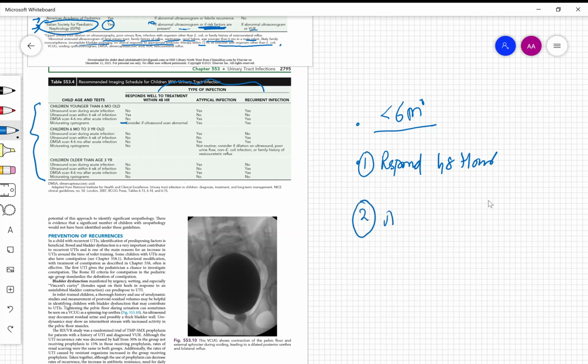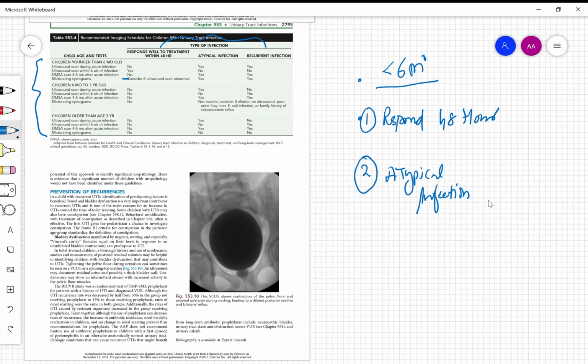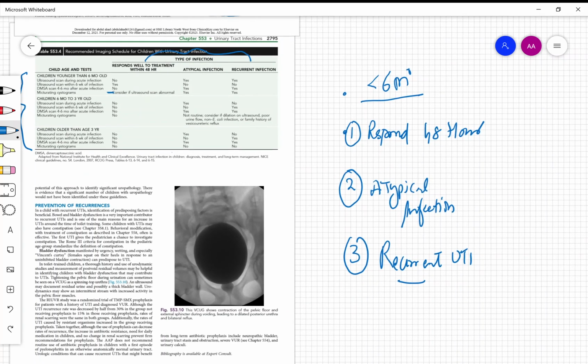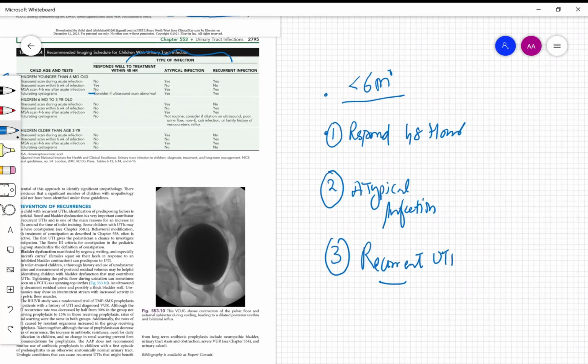If this is an atypical infection, which we have already defined in the first video of this series, or the child may present to you with recurrent UTI at the age of 6 months or less. So if he responds within 48 hours, there is no indication to do an ultrasound in acute UTI.